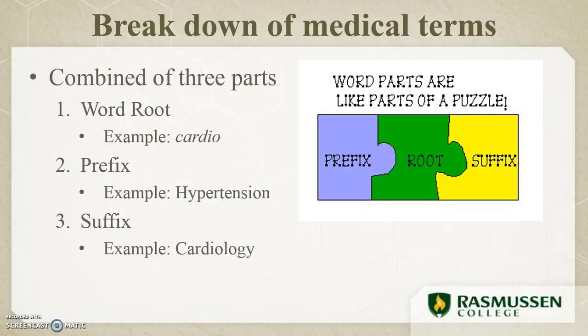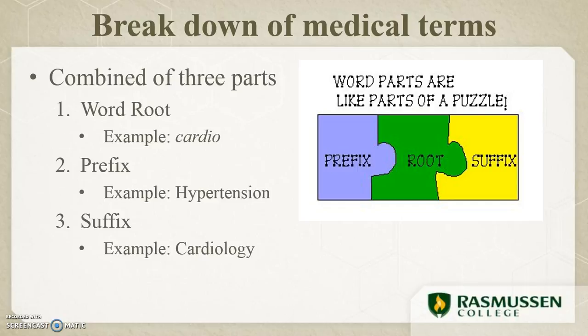The prefix is the next thing, and that is the word element that is placed before or at the beginning of a word root. The prefix is used to alter or modify the meaning or to create a new word. So for example, you see that we have the word hypertension. Hyper, that first part, is the prefix, and that means high. Tension is the word root that means blood pressure. So hypertension stands for high blood pressure.